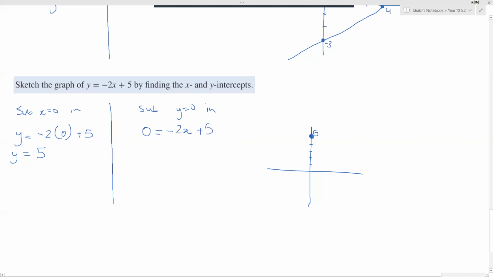So I'm going to take negative 2x to the other side to make it 2x. 2x is equal to 5, and divide both sides by 2. The x-intercept is at 2.5.